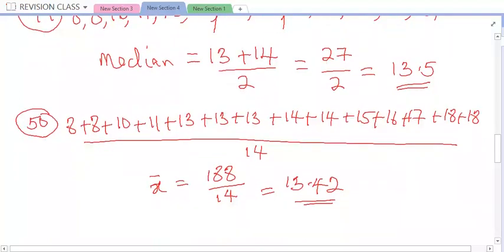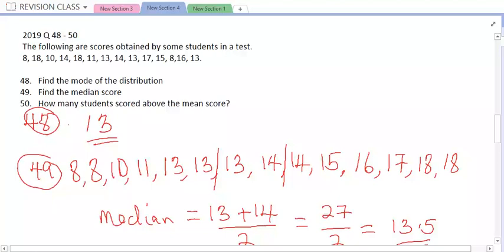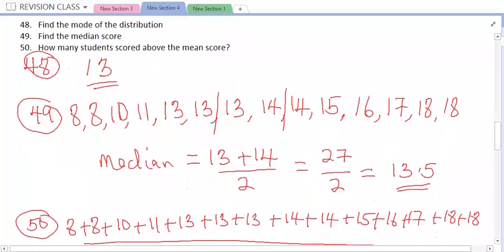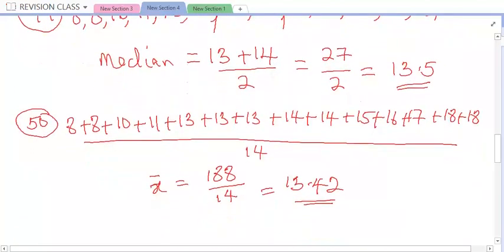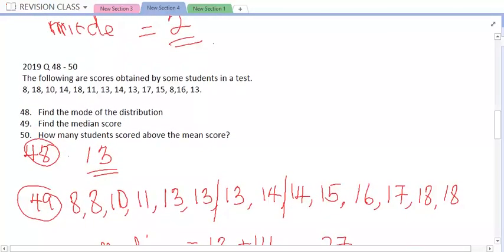13.42. But that's not what the question wants. The question wants us to tell them the number of students that score above the mean score. So we need to go back to the data. We have the mean score to be 13.42. So how many students score above 13?